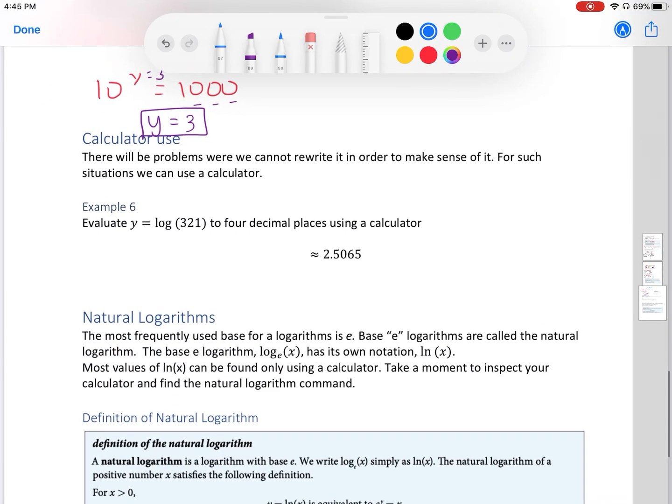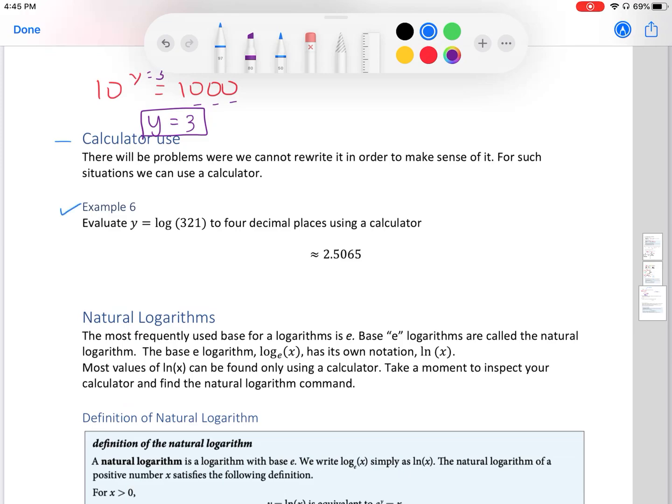Now we need to talk about calculators. Calculators should be your best friend. Even if you're not allowed to use them, they're super helpful and it's worth your effort to know how to use them. And logs are an example of that. There are some logarithms that we cannot solve by rewriting in an exponential form. So for such problems, we have to use a calculator, such as this example.